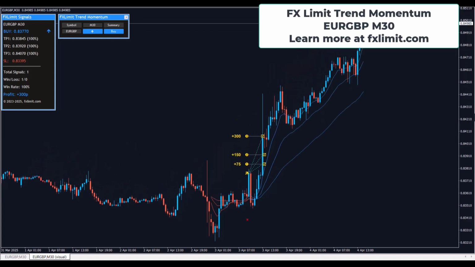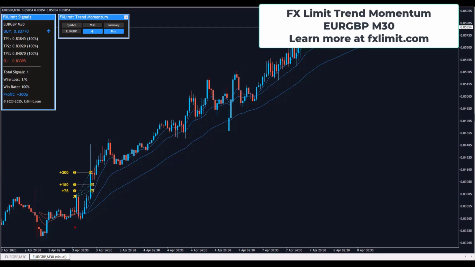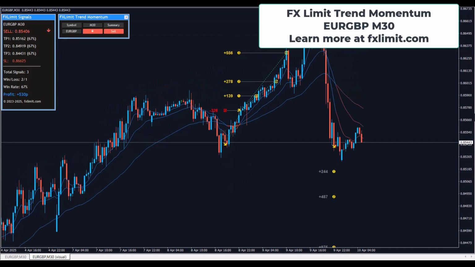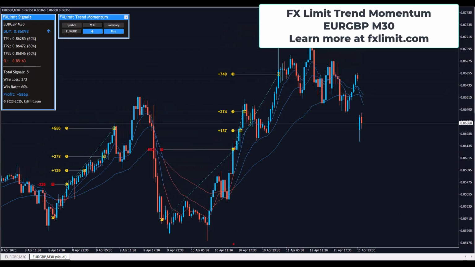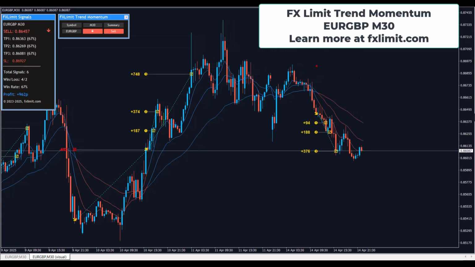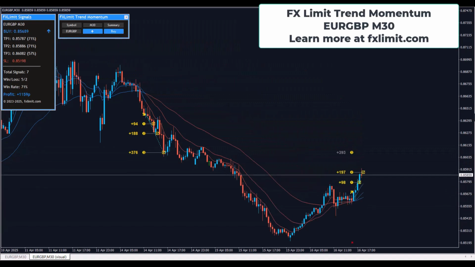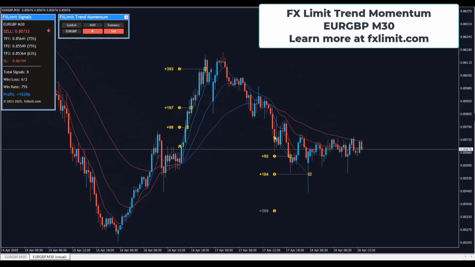Today I'm going to test a trading strategy using the FX Limit Apex Trend Indicator, and we're going to see how it performs over 100 trades on the EURGBP pair using the M30 timeframe. The goal is simple. We want to see how the strategy performs across a large sample size and whether it can consistently identify strong trends and trading opportunities.